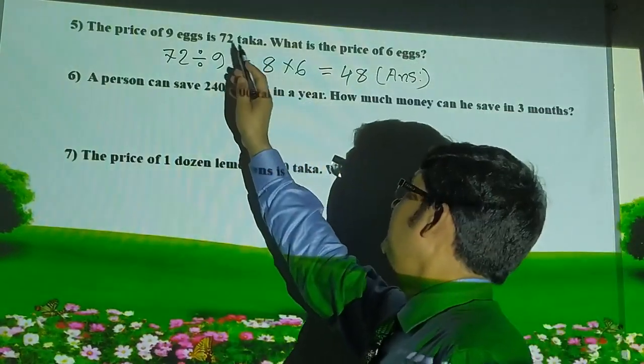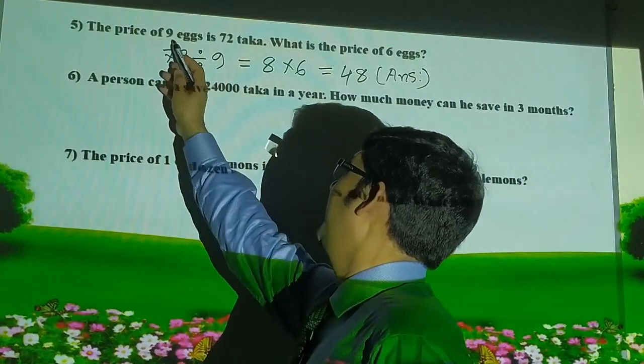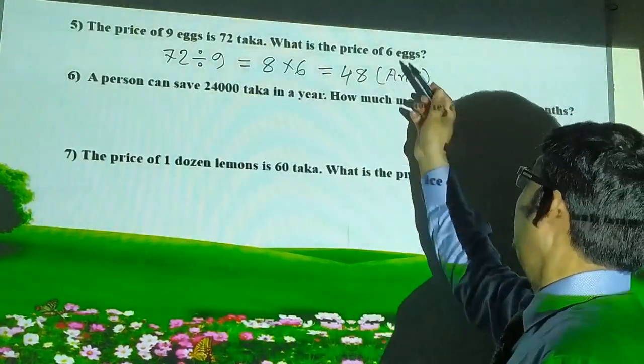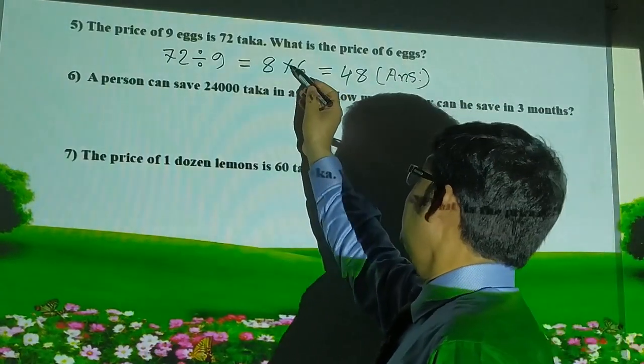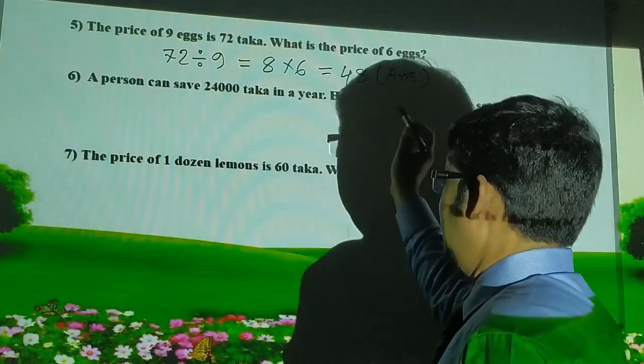So at first you see 9 eggs price is 72 taka. 72 divided by 9 will be 8, the price of 1 egg. So how many eggs here? 6 eggs. Of course you will multiply with 6. So 48 taka. Done.